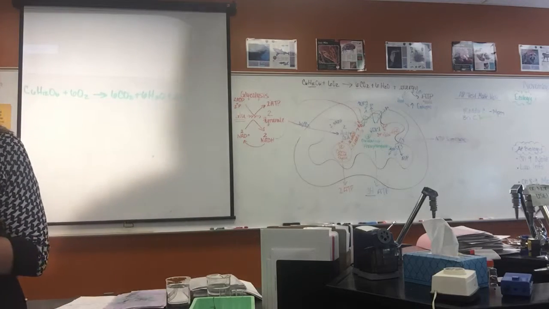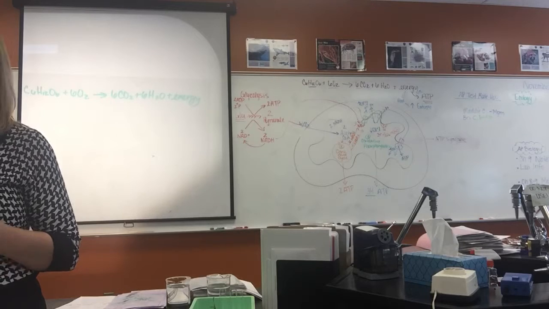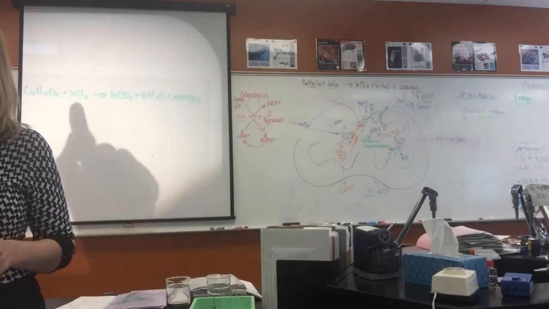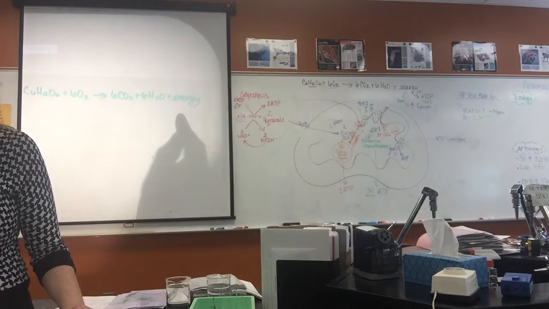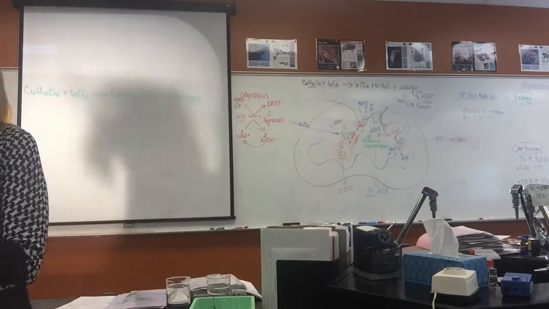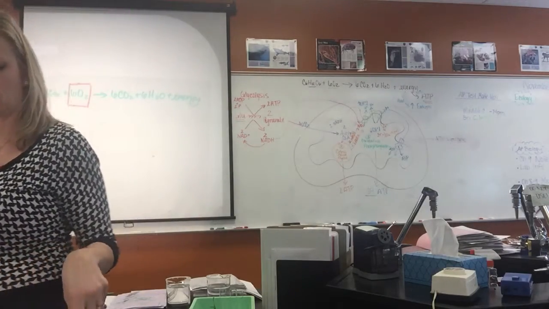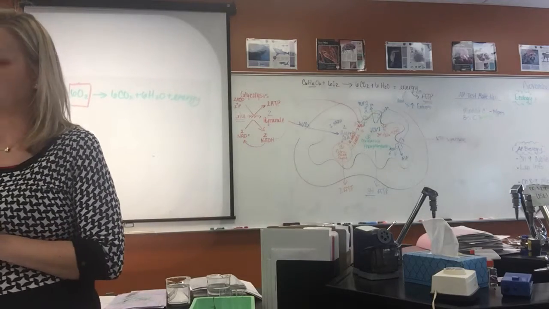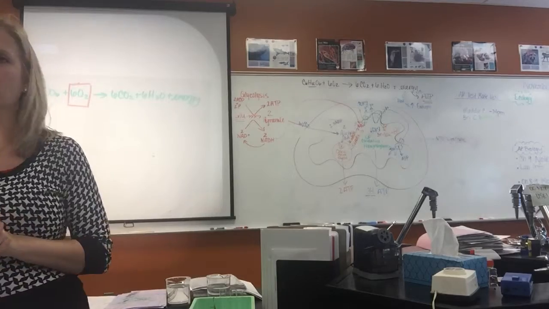Anybody catch what we're gonna do in the lab? Which one are we gonna measure? Amount of O2 taken in, amount of CO2 released, or the amount of energy released? Yeah, we're doing the amount of O2 taken in. So we're gonna measure how much oxygen these seeds are taking in for cellular respiration. So how are we gonna do that? We're gonna use what's called a respirometer.